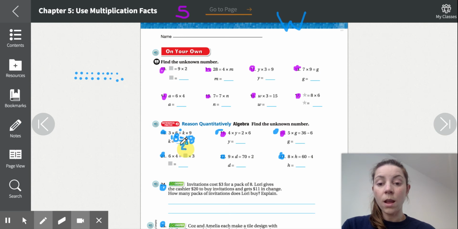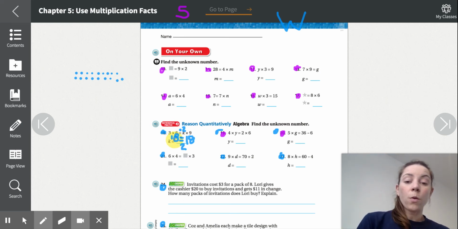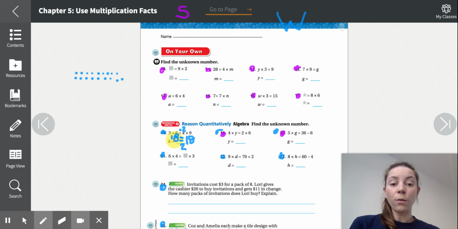And then what I want to make sure I do is check to see if it makes sense. If I put 2 in here for k, I would have 2 times 9. What is 2 times 9? 18. And over here, 3 times 6 is 18. So that does work. Okay, so right now, go ahead and circle the problems that you need to do. And then pause your video so that you can try them by yourself and then come back to see how you did.